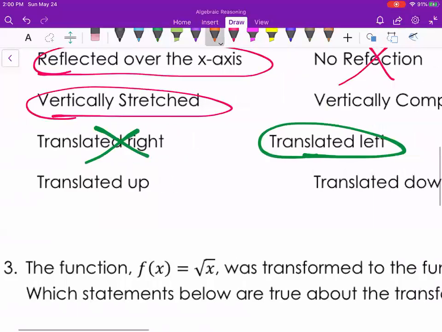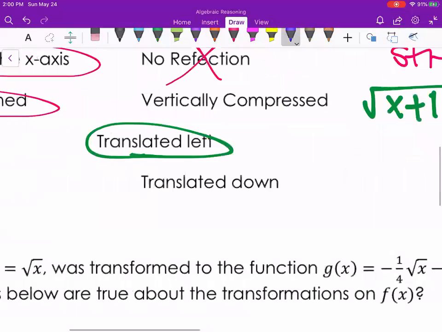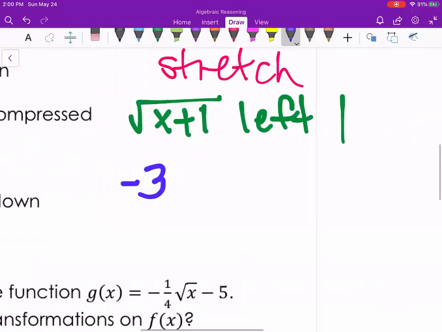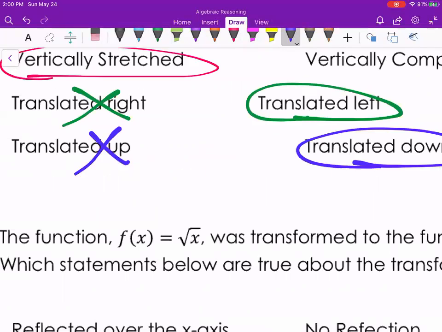And then our last one, -3 outside of that square root. Outsiders are honest, and a minus means we're going down. And we're not going up. So there is our example 2, all our vocabulary that matches that.